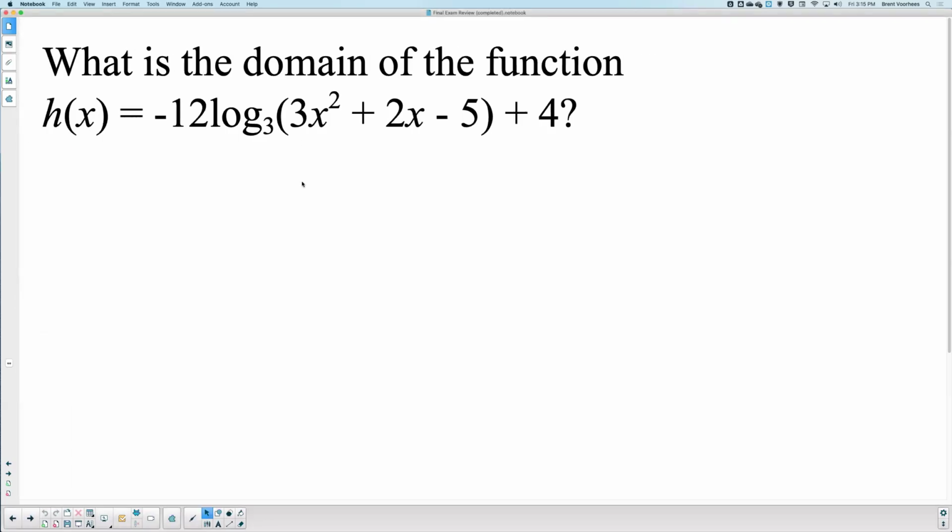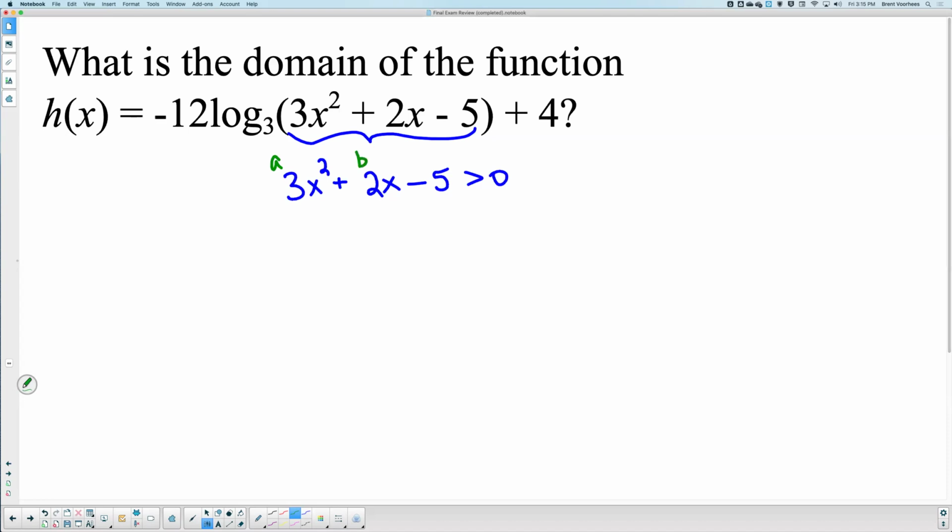All right, so now let's take a look at a more difficult domain question here. What if we were doing the domain of this function? Well, again, with domain, there are 3 functions that are restricted in their domain, and a log is one of them. By rule, the values inside the logarithm must be positive. They cannot be a non-positive number, so they cannot be 0, they cannot be negative. They have to be greater than 0. So the way you'd go about solving this is to say 3x squared plus 2x minus 5 has to be greater than 0.